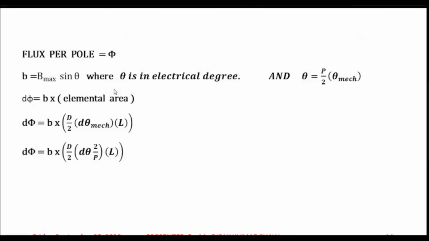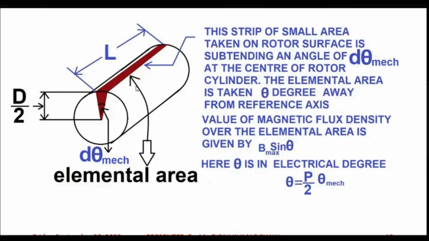Now what else? The value of B, that is the magnetic flux density over this elemental area, would be how much? It would be given by B max sine theta. Why B max sine theta? Because we have chosen this small strip of area at theta degrees away from the reference axis. That means along the reference axis the value of magnetic flux density is 0.